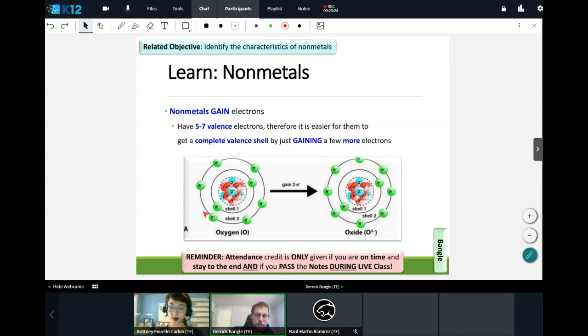So with the example we have down here, oxygen being neutral, its actual preferred state that it likes to be in is an ion known as oxide, which is O2-, because it's gaining those extra 2 electrons to complete that outer shell.